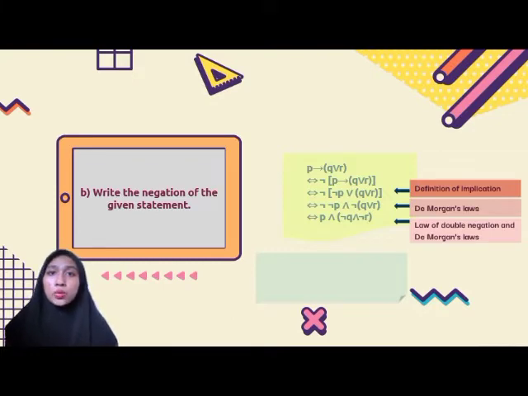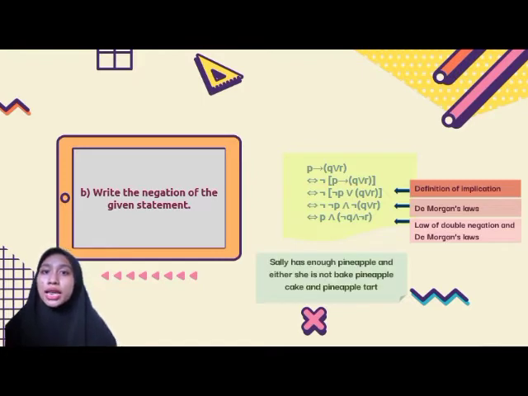Not not p will turn into p by using the law of double negation. By using De Morgan's law, we need to expand not (q or r) into not q and not r. So, the answer for this question is p and (not q and not r). The negation of the statement is: Sally has enough pineapple and she does not bake a pineapple cake and does not bake a pineapple pie.